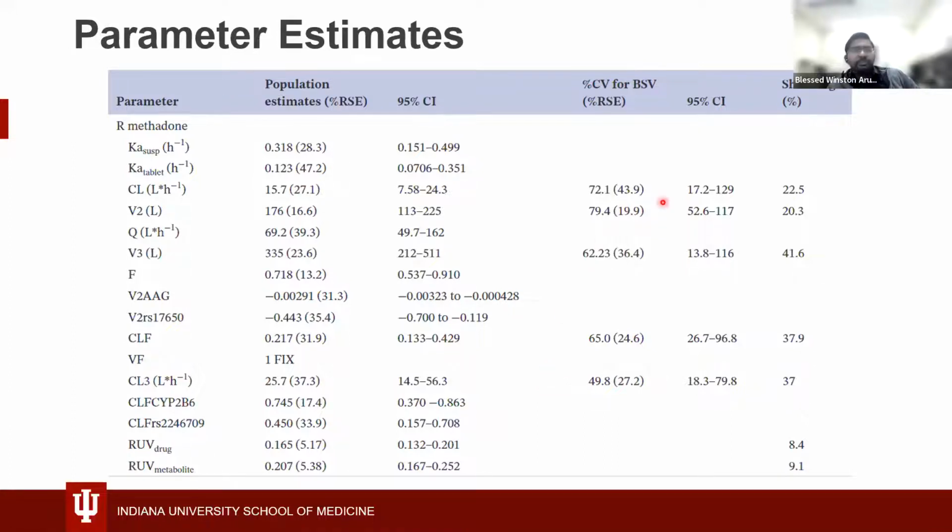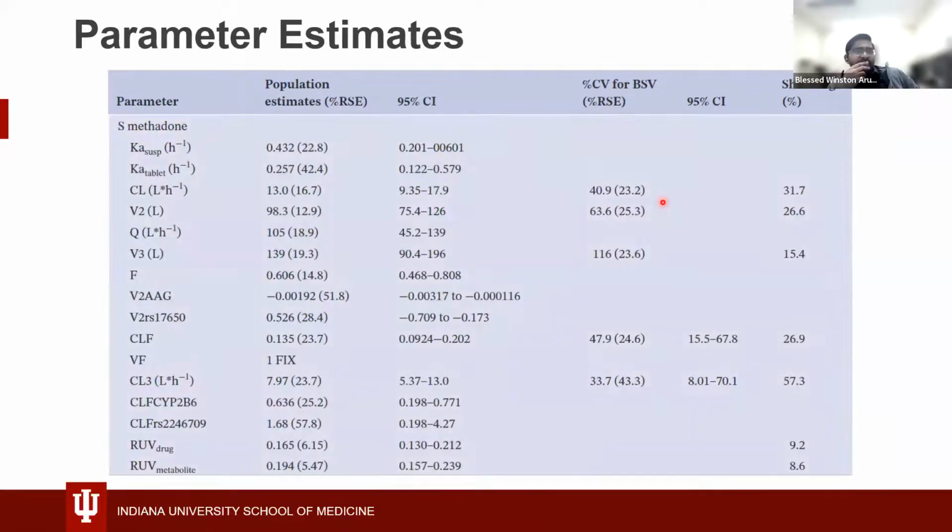And this is with S-methadone. It's very similar to R-methadone. The structural model and the covariates used for S-methadone are exactly the same. There was not a big difference between R and S-methadone, so we went for the same covariates. The clearance is slightly lower with S-methadone. This is expected.